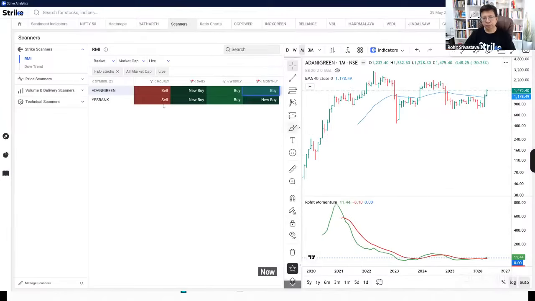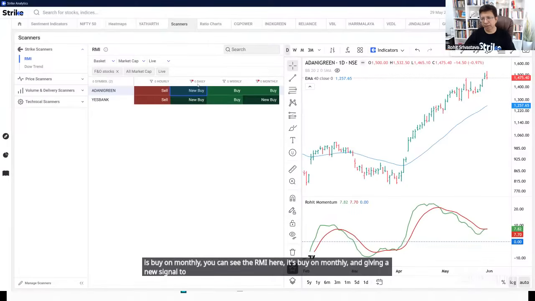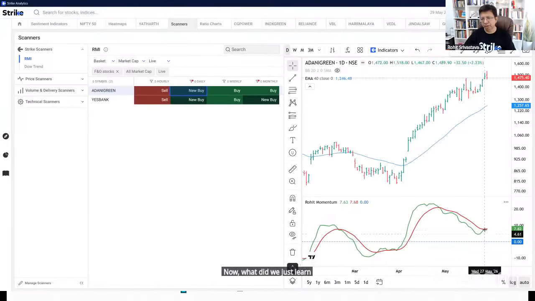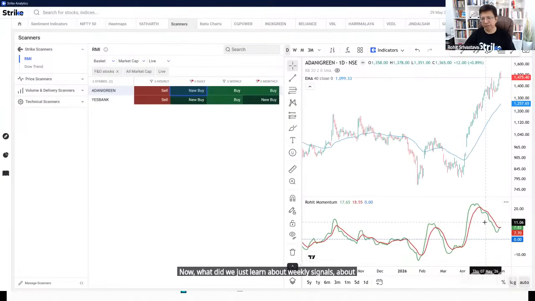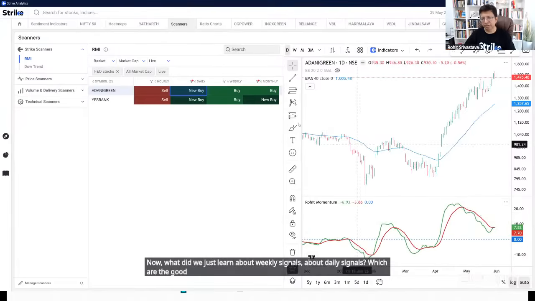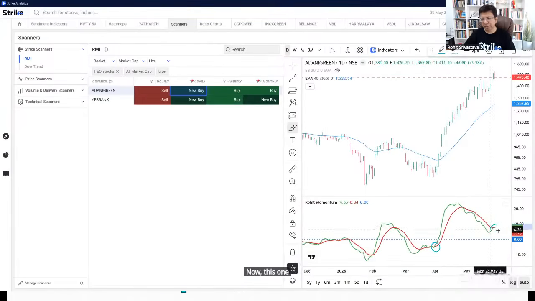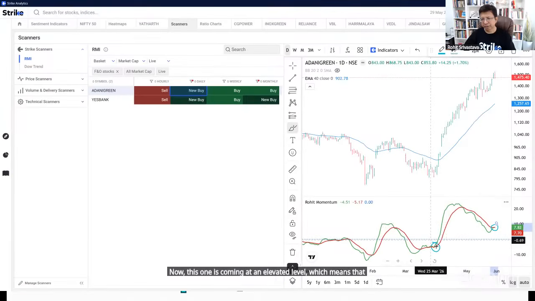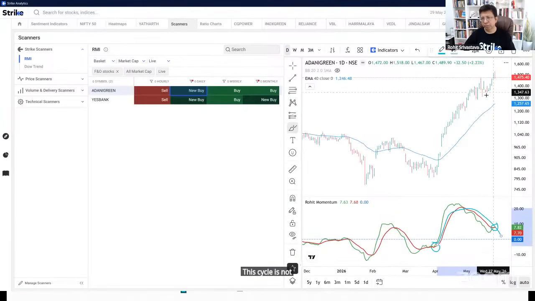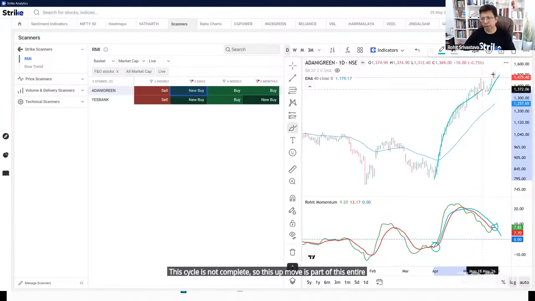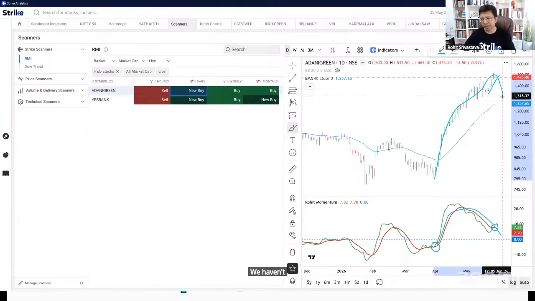Now, the Adani Green here is buy on monthly. You can see the RMI here. It's buy on monthly and giving a new signal to buy on the weekly. Now, what did we just learn about weekly signals, about daily signals? Which are the good signals? The ones which come from below the zero line, like this one. Now, this one is coming at an elevated level, which means that this cycle is not complete. So this up move is part of this entire move only. We haven't even seen a correction or consolidation yet.